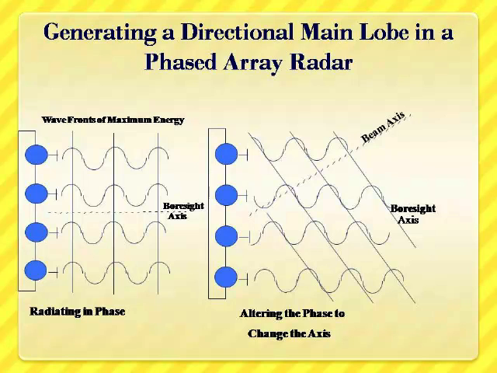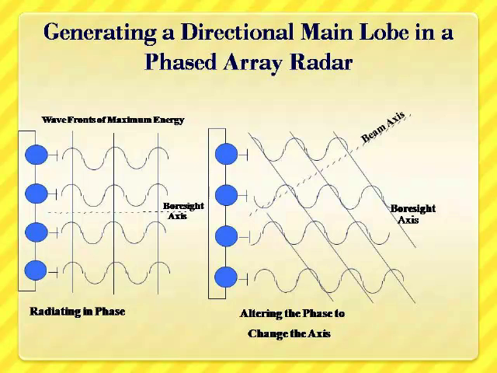If all the elements of this antenna array are given the same phase, you can see that all the waves are generated at the same time, and hence the beam will be pointing towards the boresight axis, that is normal to the array axis.